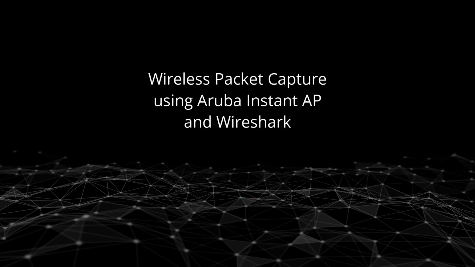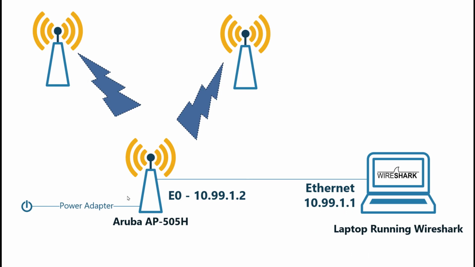In this video, we'll show you how to perform a packet capture using an Aruba instant access point and Wireshark running on our laptop. This diagram shows our lab setup. We will connect the Aruba Instant AP505H to the power adapter and use an Ethernet cable to connect the interface E0 to our laptop wired NIC.